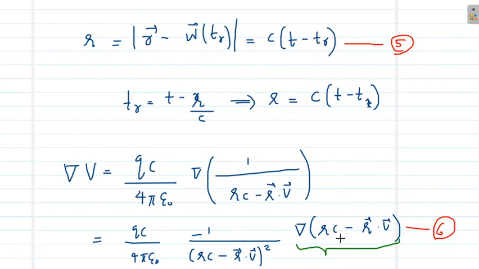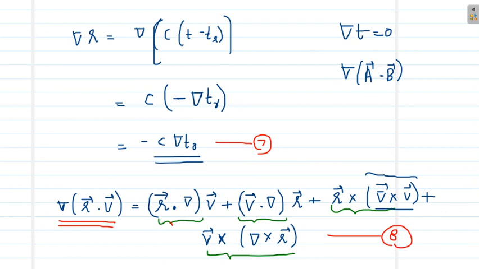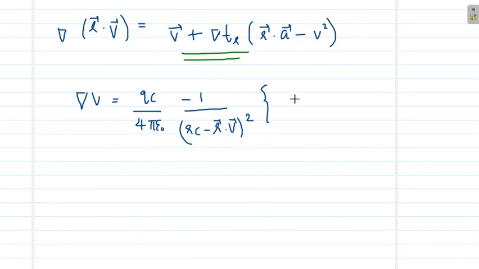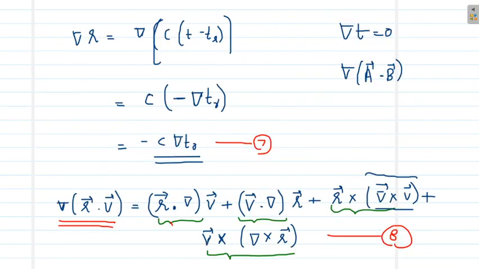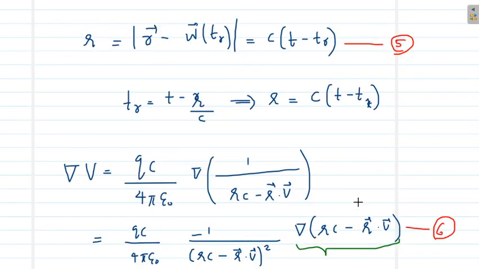Del of r by c is the first term. So we have to multiply c with the expression for del r. So it is c into minus c into del tr, minus the second expression, which is del of r bar dot v bar minus del of r bar dot v bar.